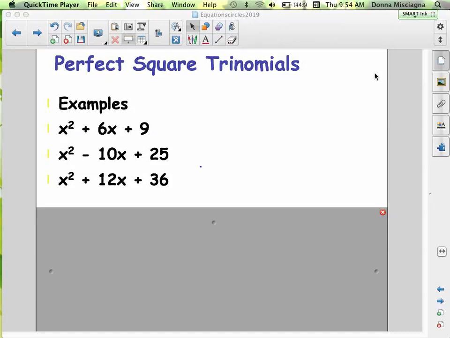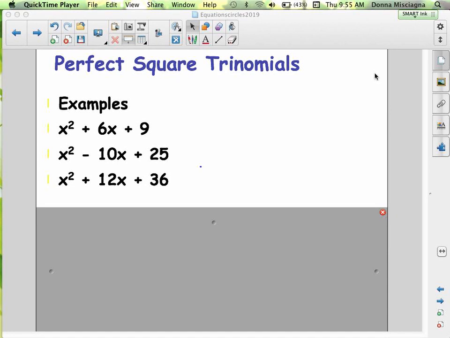Welcome to perfect square trinomials. Before we learn how to write the equation of a circle when it's not in standard form, to change it from one form to another, in other words, to change it from general to standard, we're going to learn something called perfect square trinomials. And these are all perfect square trinomials.